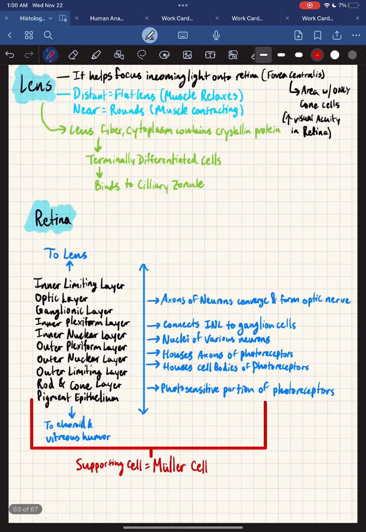Now, if we want to delve a little bit into the photoreceptors, which we're going to, that's probably going to be on the quiz. Let's be real. Ooh, that was not the correct tool.